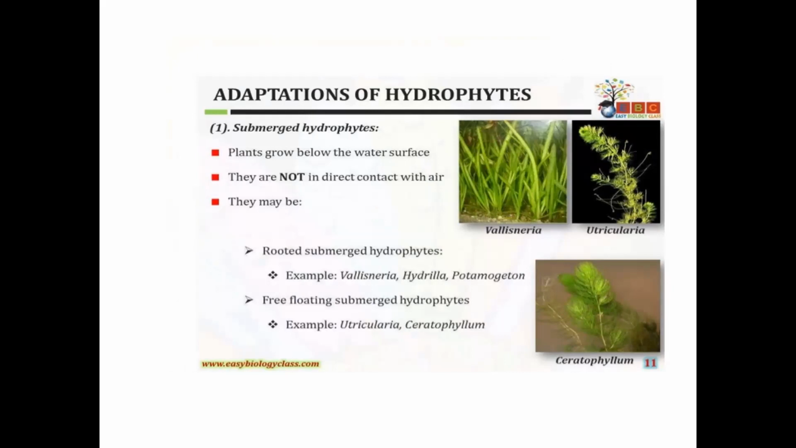Submerged hydrophytes are classified into rooted submerged hydrophytes and free floating submerged hydrophytes. Examples for rooted submerged are Vallisneria, Hydrilla, Potamogeton, etc. And free floating submerged hydrophytes are Utricularia and Ceratophyllum.